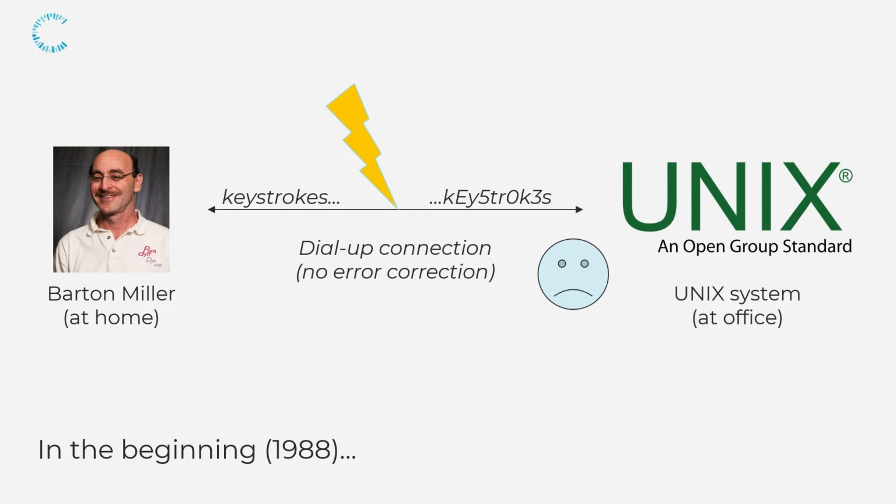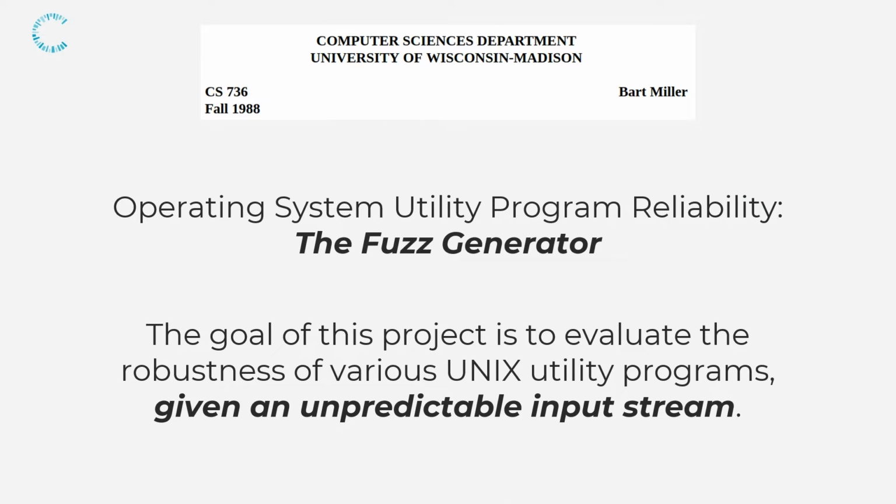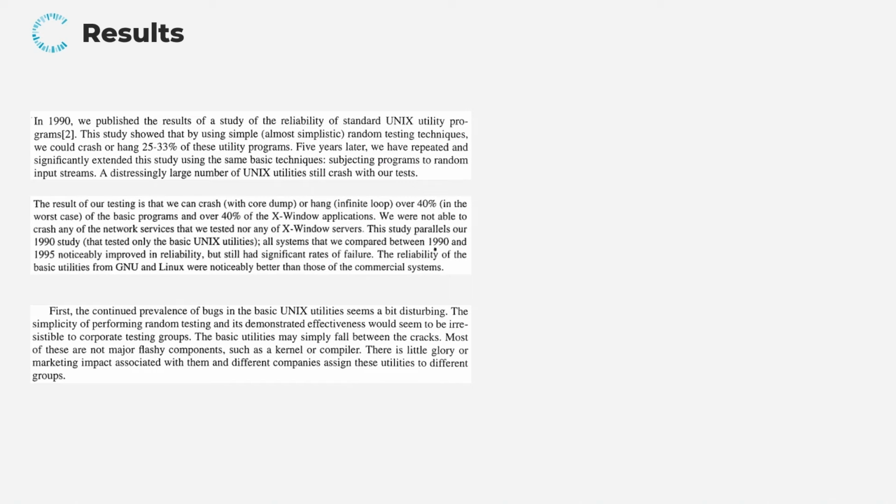So in order to continue this investigation, he inflicted it upon his students by making a project where they were required to create what he called the Fuzz generator. And this is in fall of 1988. The idea was generally to test programs by giving them an unpredictable input stream. And turns out this works pretty dang well.